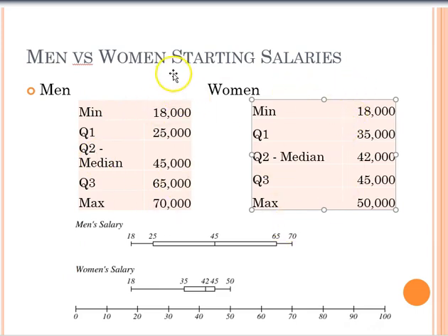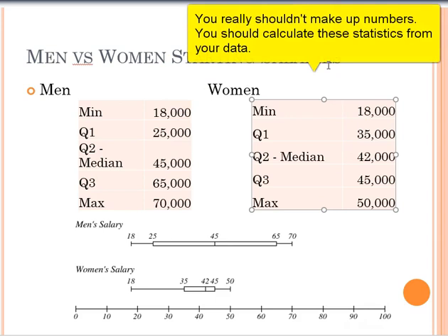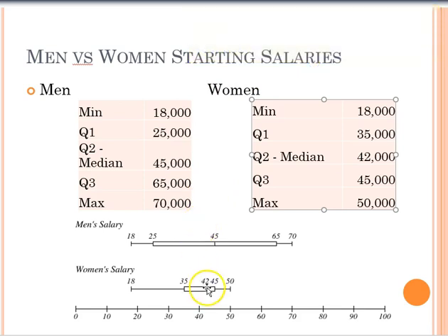And this data set is for starting salaries. And I will admit that I made these numbers up, but it's mostly just for an example. Below are their two respective box plots for men's salaries and for women's salaries. Now how they are created starts in the middle point. So the middle line here represents the middle of the data, that median. So for men it's 45,000, for women it's slightly lower at 42,000.